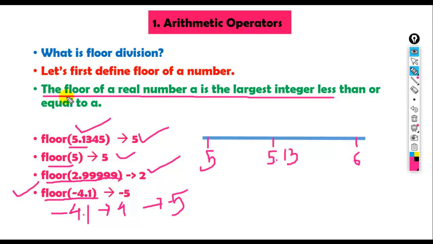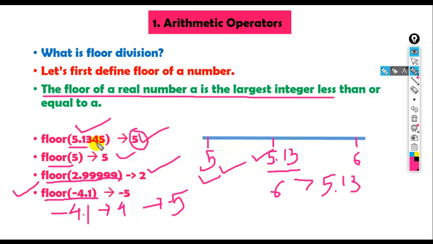So as per our definition, the floor of a real number a is the largest integer less than or equal to a. So largest integer less than 5.13 is 5 because 6 is greater than 5.13. Please remember this. So here output is 5. So 5 is the largest integer less than 5.13. So that's why here is 5.